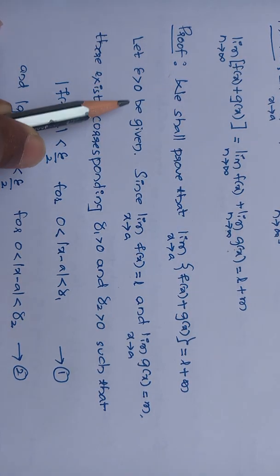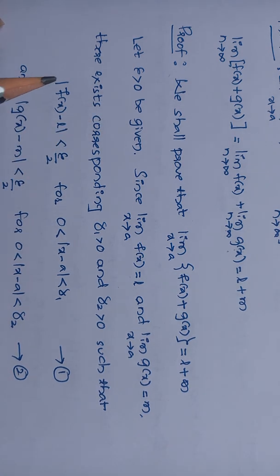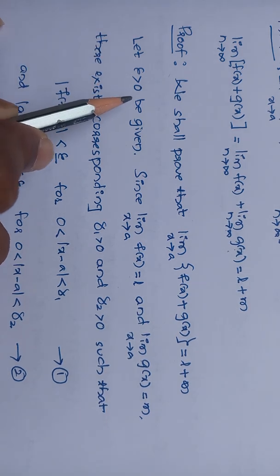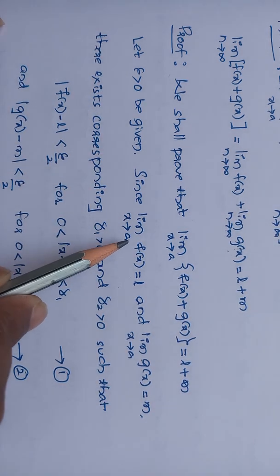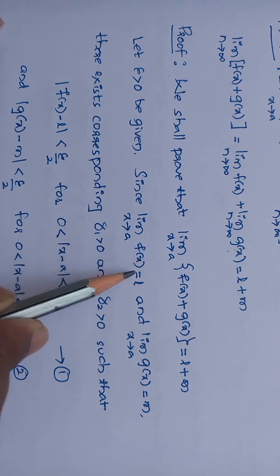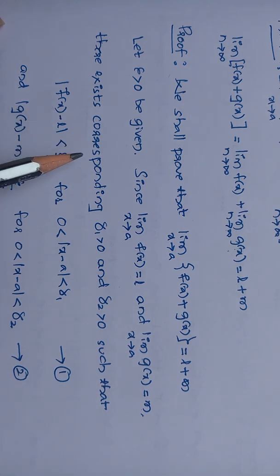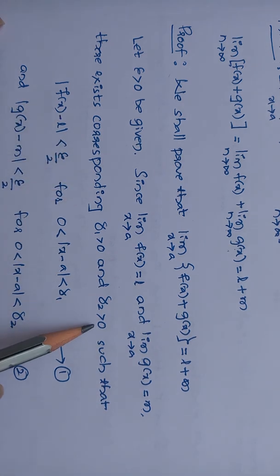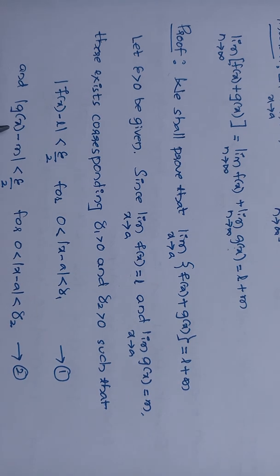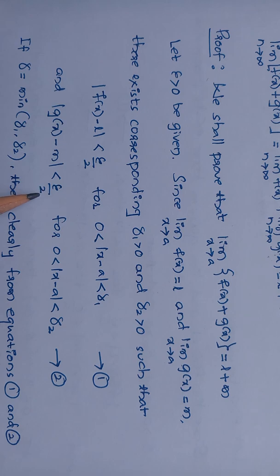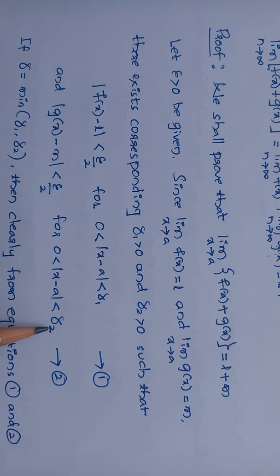So here I use the definition of the limit of a function. Let epsilon greater than 0 be given. Since limit x tends to a f of x is equal to L and limit x tends to a g of x is equal to m, there exist corresponding delta 1 greater than 0 and delta 2 greater than 0 such that modulus of f of x minus L is less than epsilon by 2 for 0 is less than modulus of x minus a is less than delta 1, and modulus of g of x minus m is less than epsilon by 2 for 0 is less than modulus of x minus a is less than delta 2.